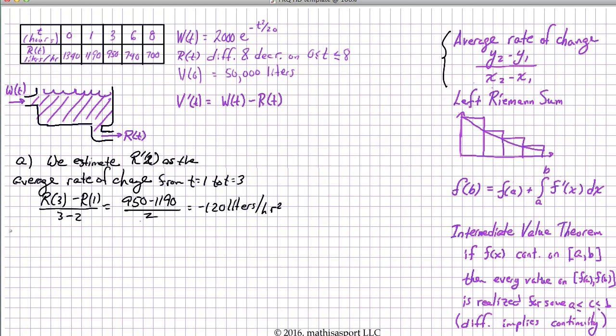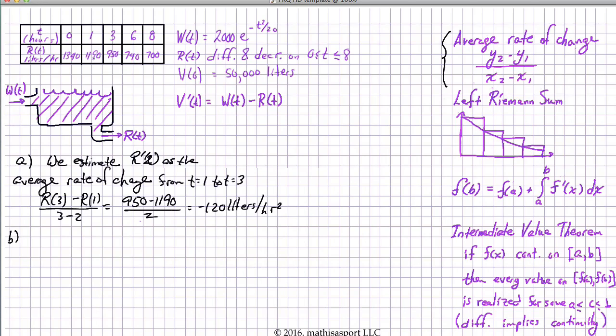Okay. What do we have in B? We're going to use a left Riemann sum. We're going to work with the data in the table to estimate the amount of water removed from the tank. Well, left Riemann sum because what we're doing is we have a rate, R of t. If we integrate it from 0 to 8, if we find the signed area under the R of t curve, we will have found the net change, I'm sorry, the total amount of water removed.